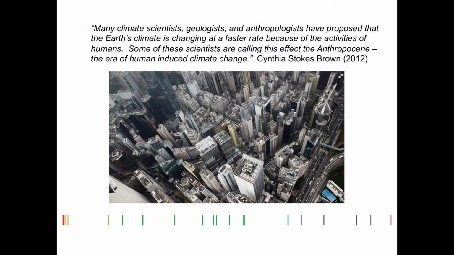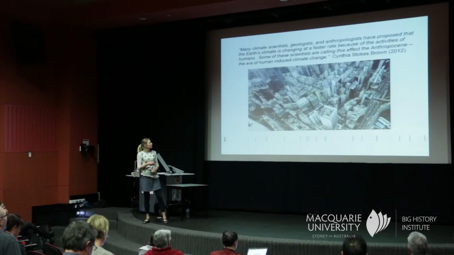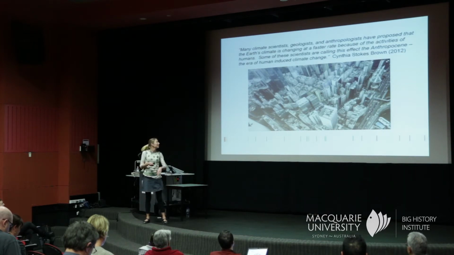After we've done the background for that, the Anthropocene is one of the articles that's in Big History. Simply, many climate scientists, geologists and anthropologists have proposed that the Earth's climate is changing at a faster rate because of the activity of humans. That may come as a surprise to some, or not. Some have proposed calling this new era of human-induced climate change the Anthropocene. So there's an article on that in Big History. It's a good persuasive sort of text with a lot of different things in it.